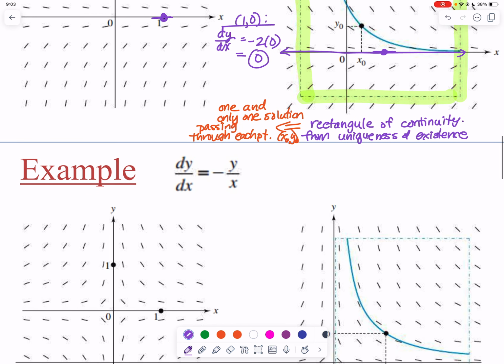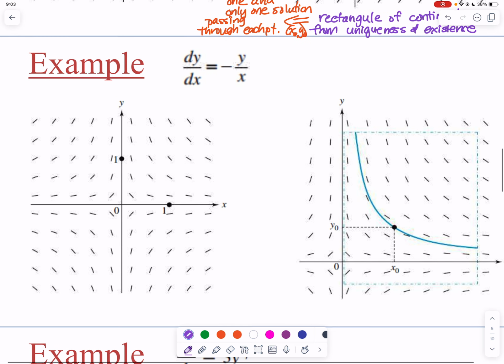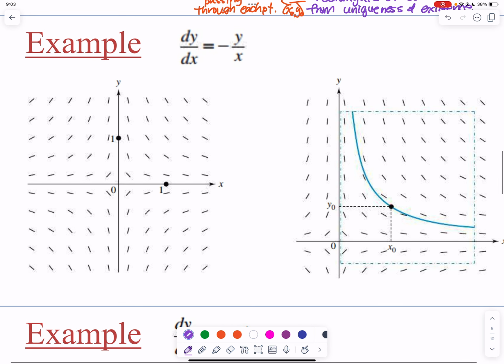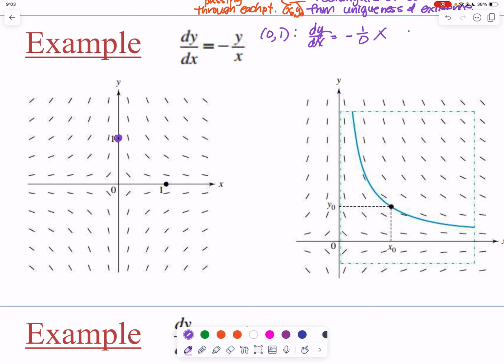Okay, let's take a look at our next example. dy/dx is equal to the opposite of y over x. We have 2 points that we're going to take a look at. So let's start with 0, 1. So dy/dx is equal to the opposite of 1 over 0. And here, dy/dx is undefined. We're going to talk about that in a minute.